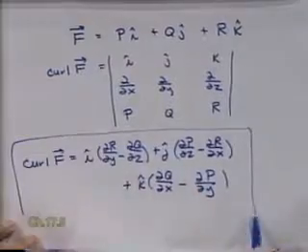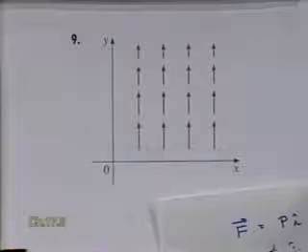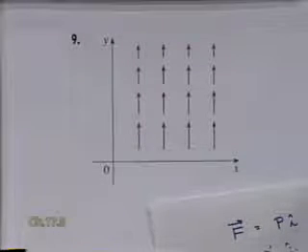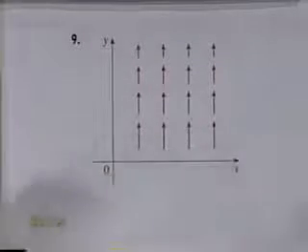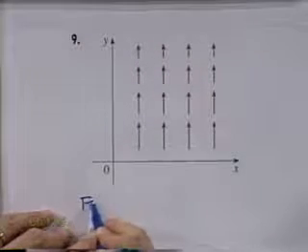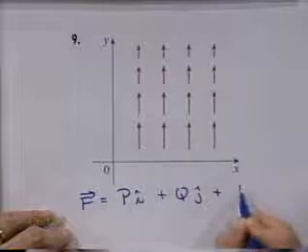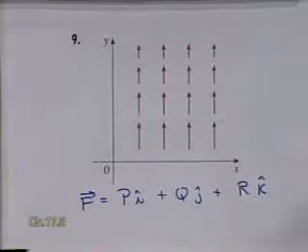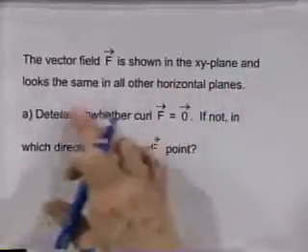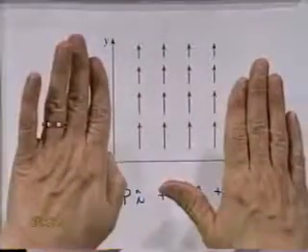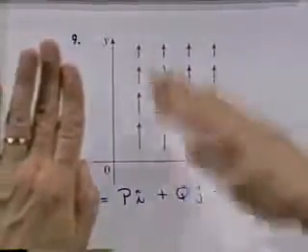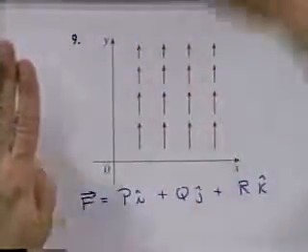Now you look at this and you go, oh my goodness. They want me to look at that fluid flow and say, is the curl 0? And if it's not 0, which way is it pointing? And you go, how can I do that? Well, first notice, F is P i plus Q j plus R k. Now first notice one thing they're telling me about this vector field. It's shown in the xy plane and looks the same in all other horizontal planes. So that's saying if I came up 1 inch, or 2 inches, or 3 inches, the fluid flow is going to be the same thing. It's all going this way.